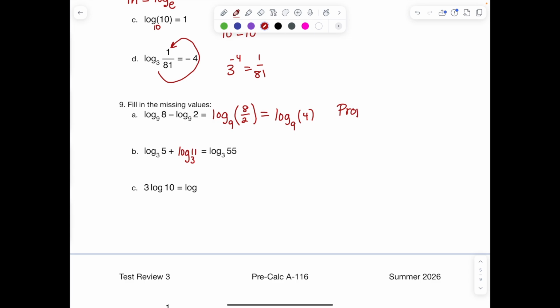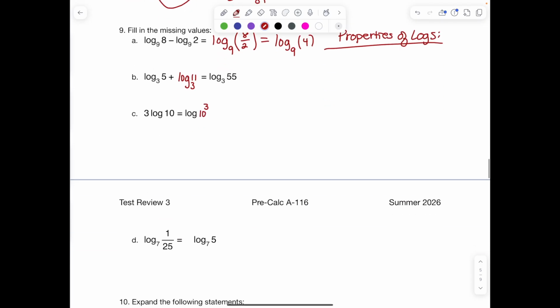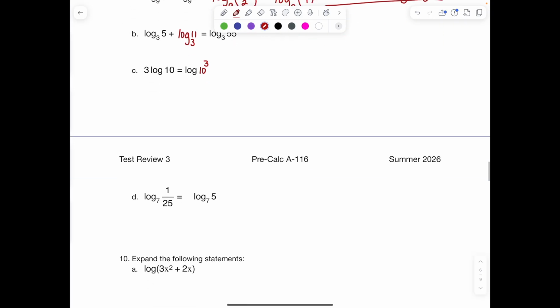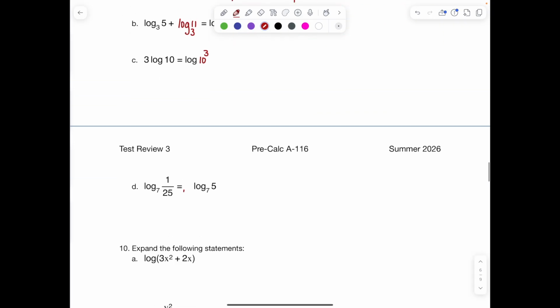These are using properties of logs. So make sure that you memorize those and understand what's being asked. 3 log 10 equals log 10 to the third. So that's all we're going to do, just move that 3 there. Okay, and then the last one we're interested in is searching for this missing coefficient here. So we're going to have negative 2 should be there. So log base 7 of 125 is going to be the same thing. We can write that as 5 to the negative 2, which means negative 2 log base 7 of 5.